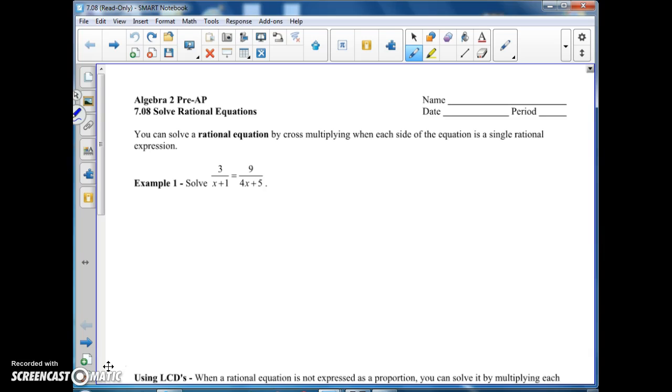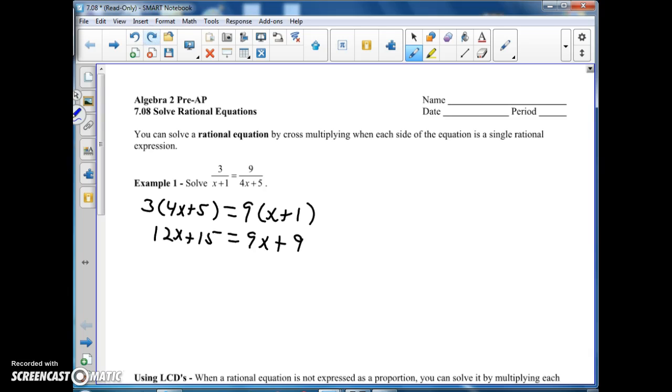So here's what's going to happen. We're just going to cross multiply. 3 times x plus 5, right? I got 4x plus 5, I meant to say. And 9 times x plus 1. So just cross multiply the two, like this. See, it's a real simple problem. Now what's the next thing we're going to do? You're going to distribute the 3 and distribute the 9 like this, right?